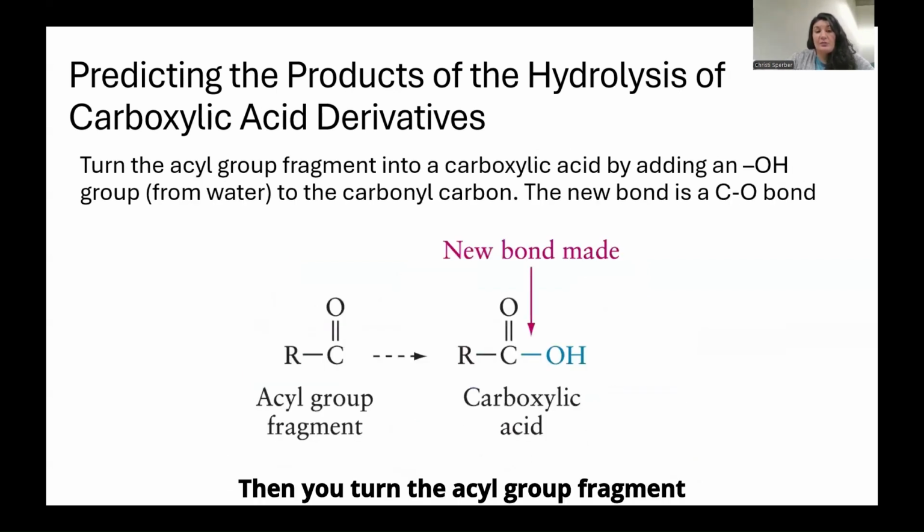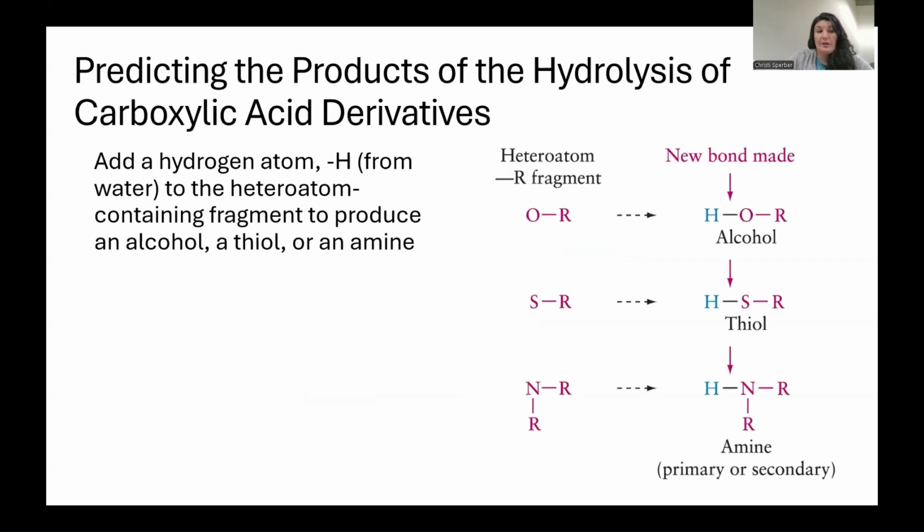Then you turn the acyl group fragment into a carboxylic acid by adding a hydroxyl group from water to the carbonyl carbon, and you make a new carbon-oxygen single bond. Then you add a hydrogen atom from water to the heteroatom containing fragment to produce an alcohol, a thiol, or an amine. So adding a hydrogen to an oxygen, you make an alcohol, a hydrogen to a sulfur, you make a thiol, a hydrogen to a nitrogen, you make an amine. You're either going to make a primary or a secondary amine.